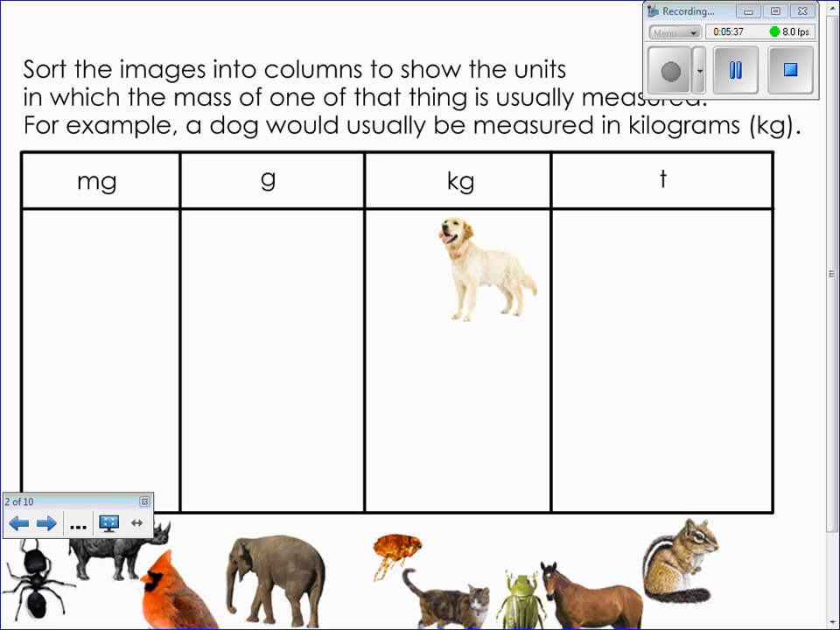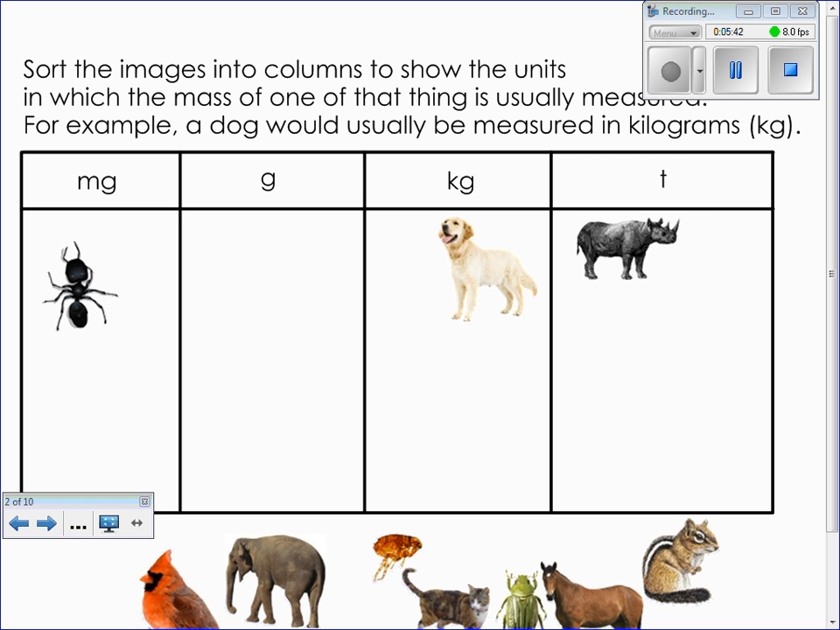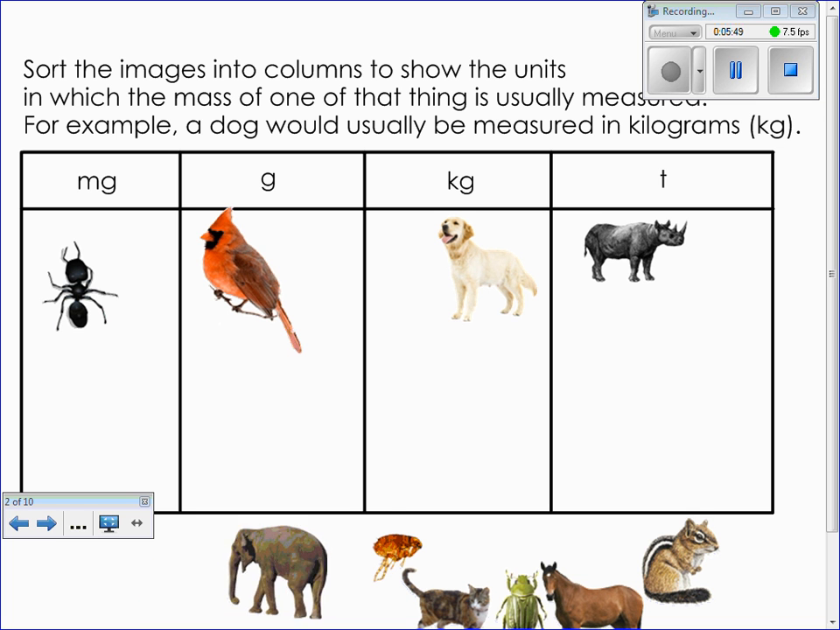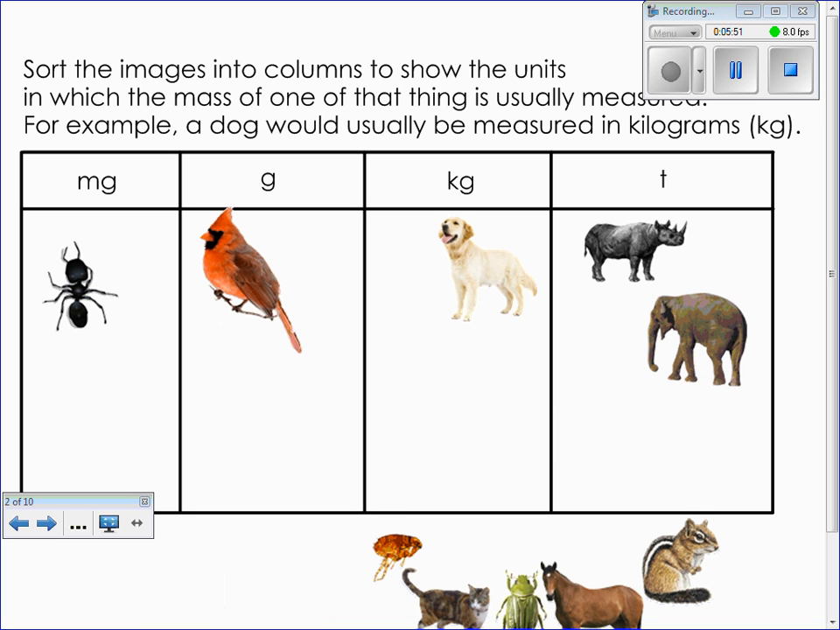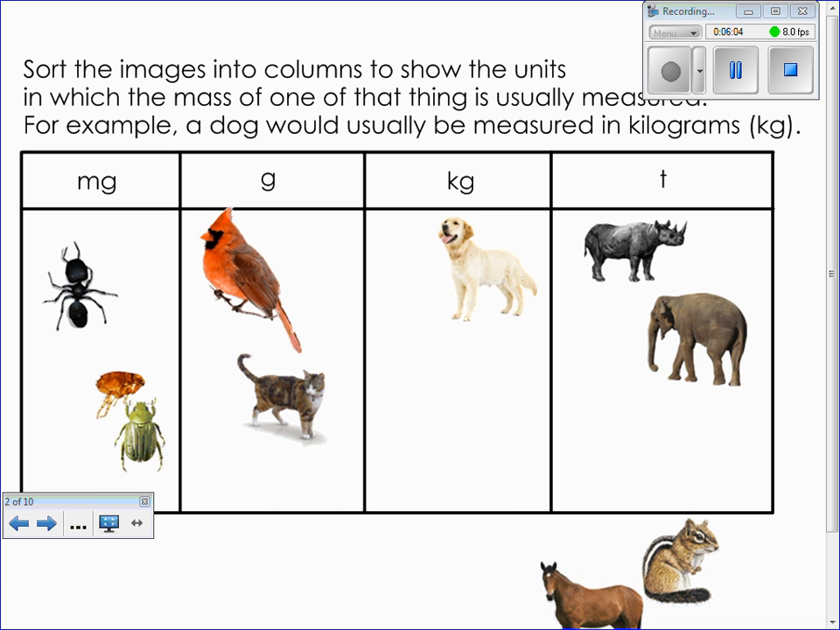Okay, let's see. Our ant here would probably be in milligrams. Our rhinoceros would certainly be tons. Probably the heaviest fellow we've got here. Cardinal I could measure in grams. An elephant I can measure in tons. Our little mite bug would be milligrams. I could measure my feline friend in grams. Our beetle would probably be milligrams. A horse, kilograms. And our friendly squirrel in grams.